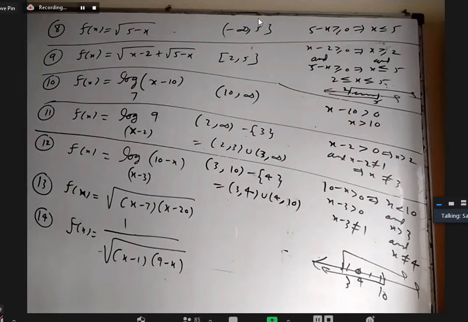Yeah, 13. Anybody want to tell the answer? Closed interval minus infinity to 7, union 20 to infinity, right? Yes, sir. 7 is closed and 20 is also closed.